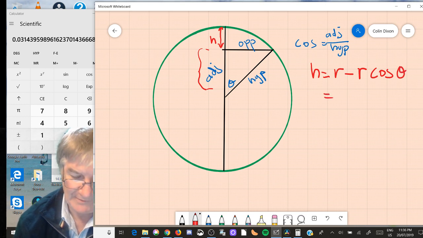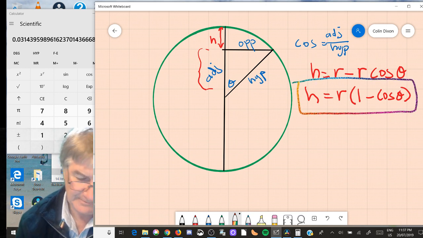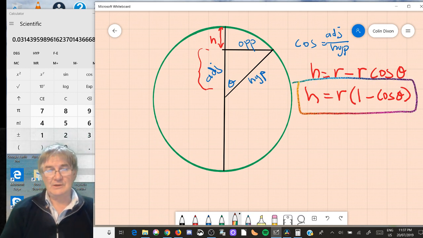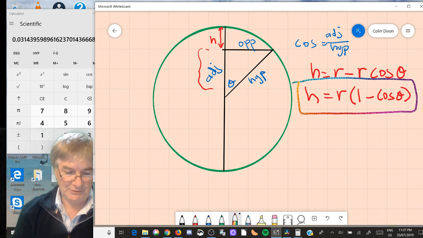The way you normally write that is you've got a common factor of r, so you take that out the front, put in a bracket, r(1 minus cos theta). So here we now have the formula for the height in trigonometry. Okay, so that's the mathematics behind it. Now let's just do a check to see if that works.